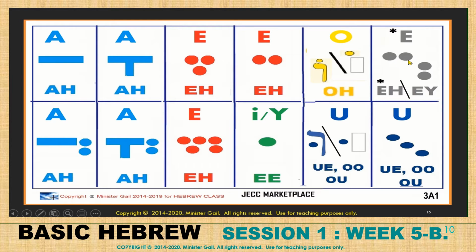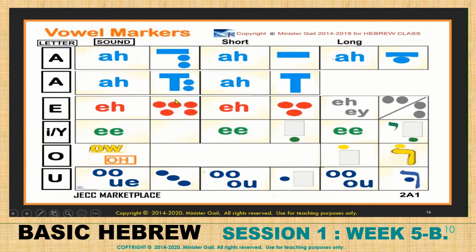And this will be an eh, or a break in the syllable. And this will always be a U sound, a U letter for U. A-E-I-O-U. Here it is again. A will be pronounced ah.